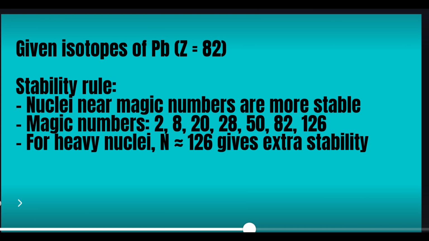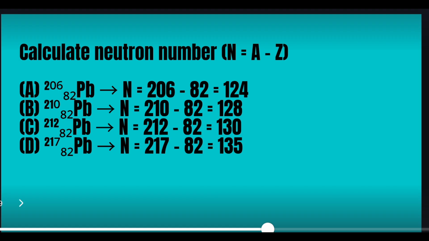Stability rules. Nuclei near magic numbers are most stable. Magic numbers are 2, 8, 20, 28, 50, 82 and 126. For heavy nuclei, N is equal to 126 gives extra stability. Calculate neutron number. N is equal to A minus Z.